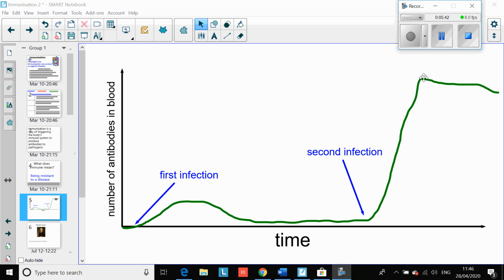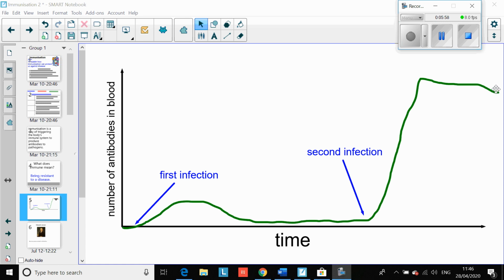And then you'll notice the number of antibodies stays high in your blood for much longer here. First time it started to drop away quite quickly. Second time, it's like your body's on high alert and the number of antibodies stay high in your blood for a long time.